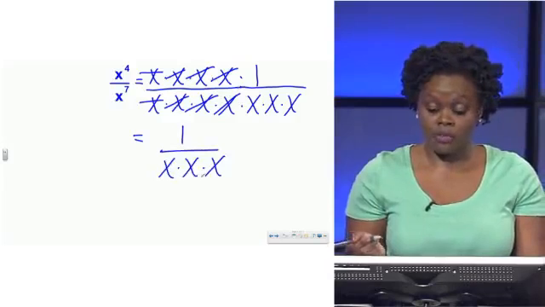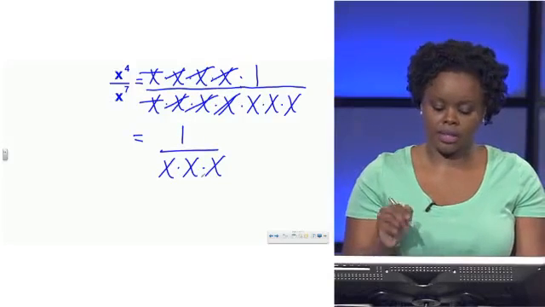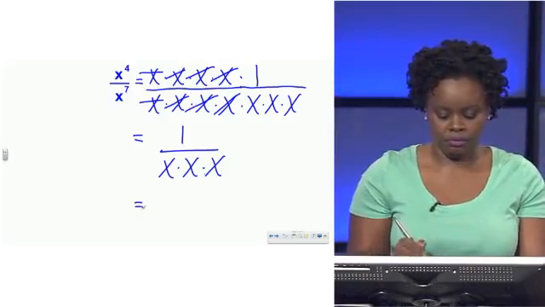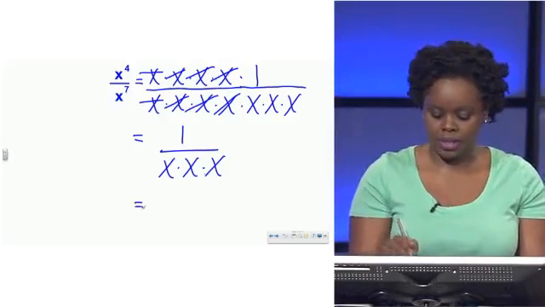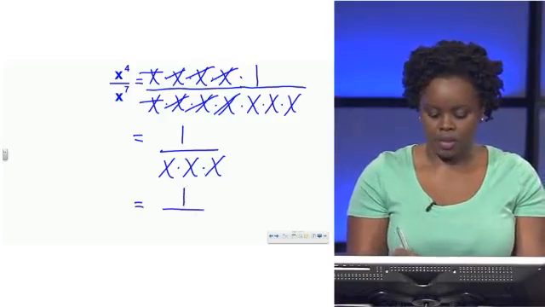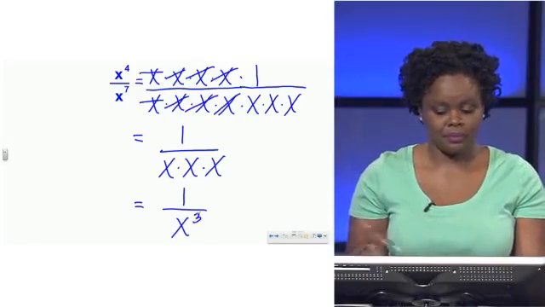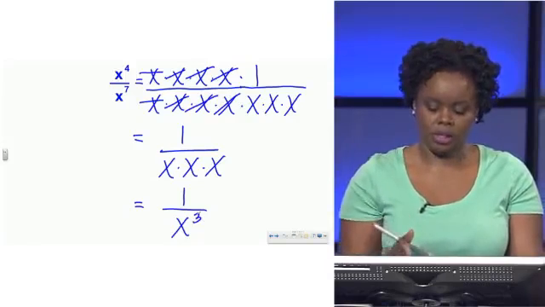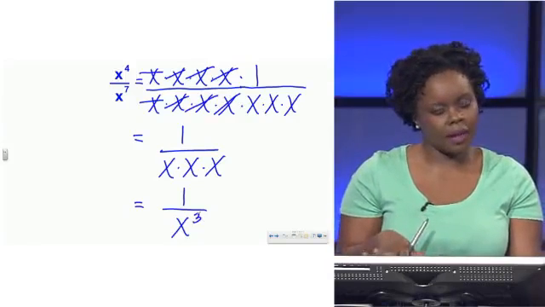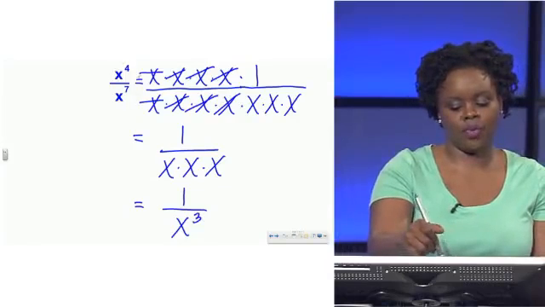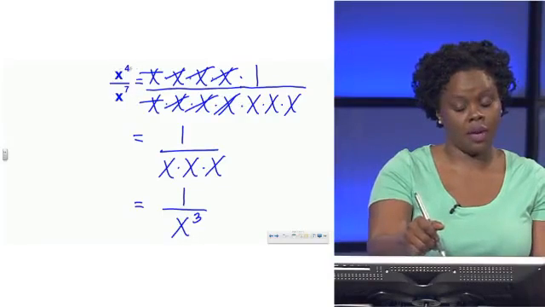So I'm left with 1 over x times x times x. I'm going to represent that differently. I'm going to say, well, this is the same thing as 1 over x to the third power, right? So we expanded it out, and we looked at what it looked like that way. Now let's go back and look at how this problem started. This x to the fourth over x to the seventh, okay?